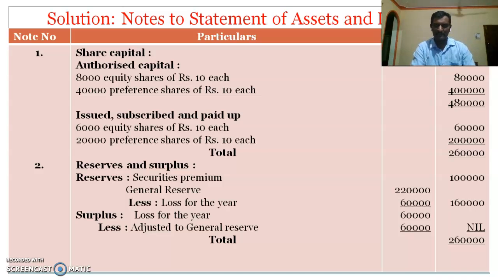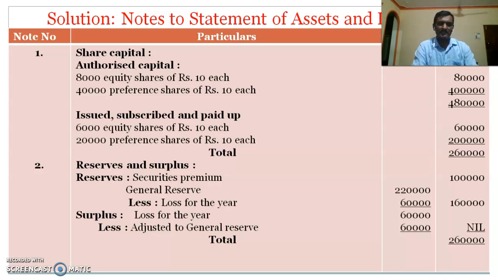Under equities and liabilities, we have the shareholders' fund, and under that shareholders' funds, we have share capital. The share capital is to be taken in such a way that first of all we have to take the authorized capital, which is given in the additional information. So that is to be taken here: 8,000 equity shares of rupees 10 each and 40,000 preferred shares of rupees 10 each. So the total of authorized capital is rupees 4,80,000. It should not be taken into the totaling of the share capital.